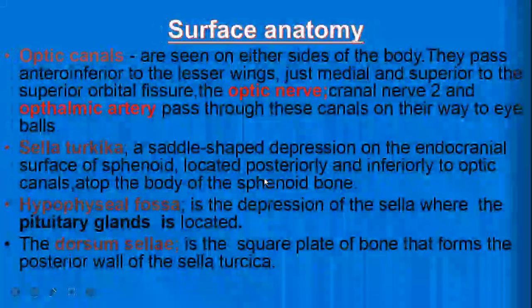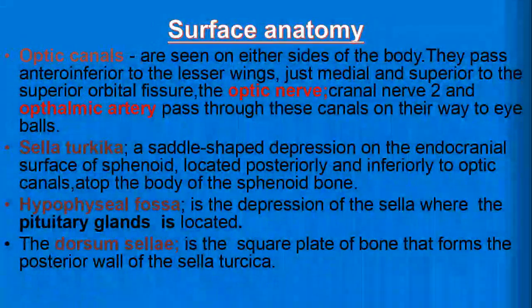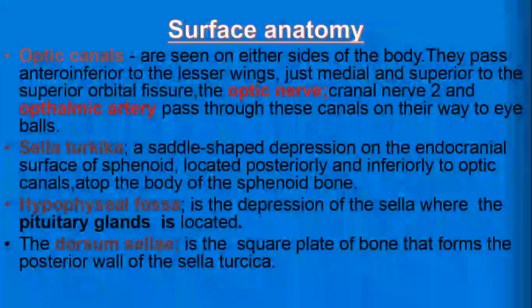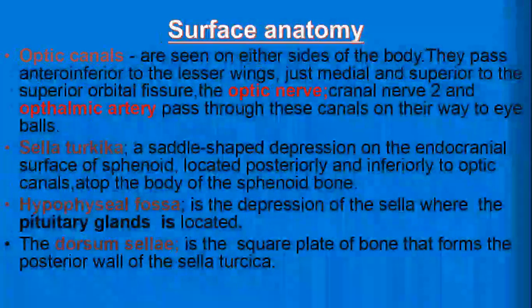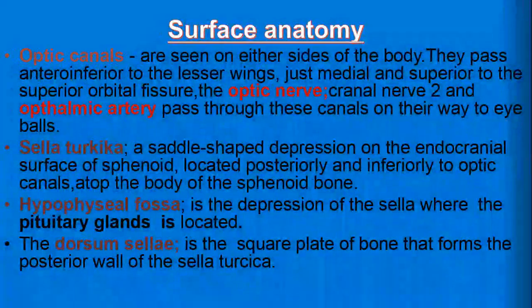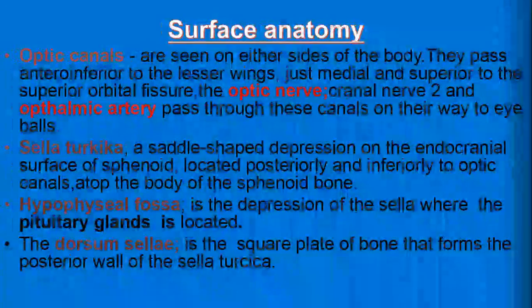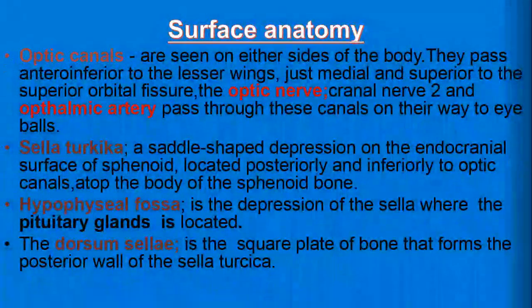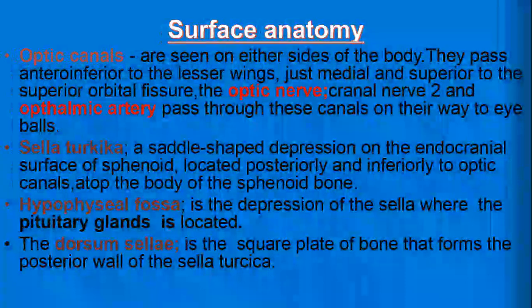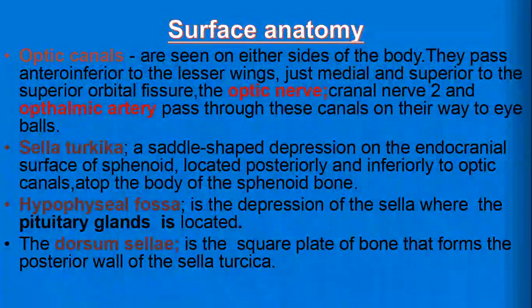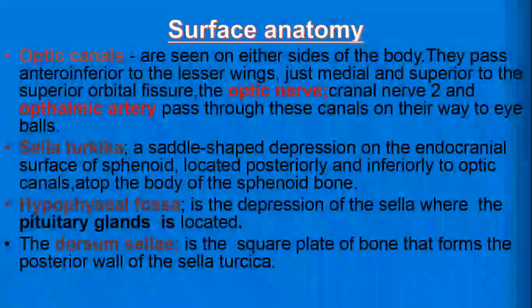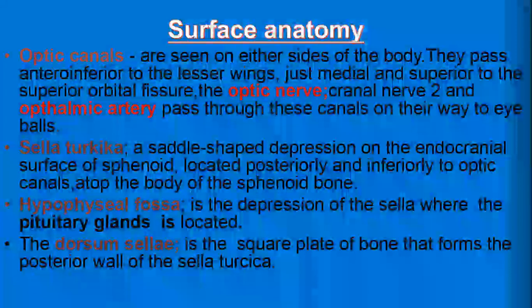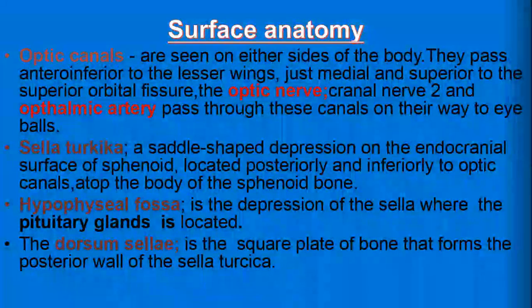So the optic canals are seen on either side of the body. They pass anterior-inferior to the lesser wings, just medial and superior to the superior orbital fissure. The optic nerve, which is cranial nerve 2, and the ophthalmic artery pass through these canals on their way to the eyeball. The sella turcica is a saddle-shaped depression on the endocranial surface of the sphenoid, located posteriorly and inferiorly to the optic canal atop the body of the sphenoid bone.